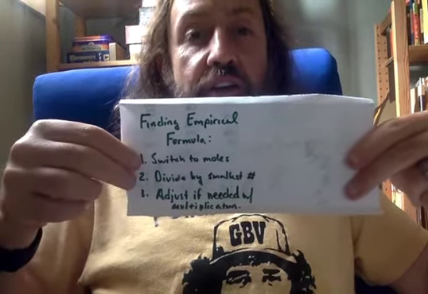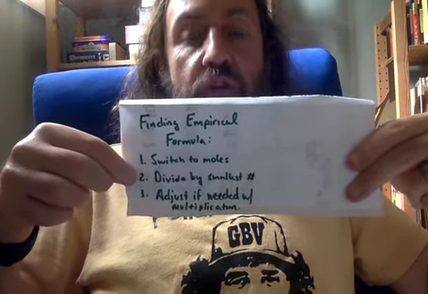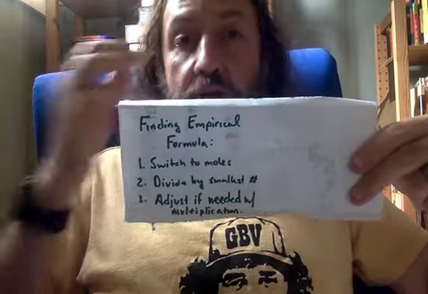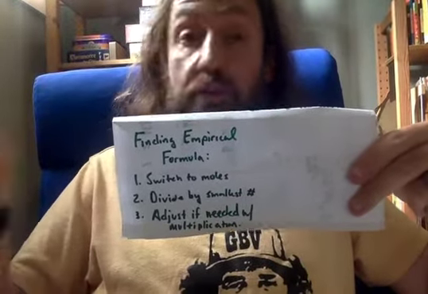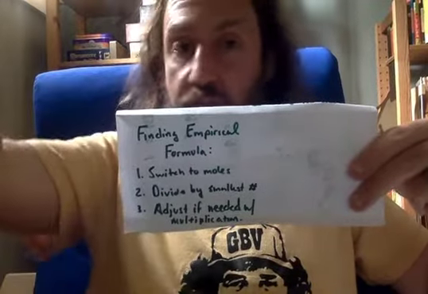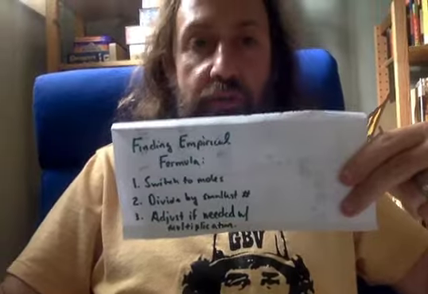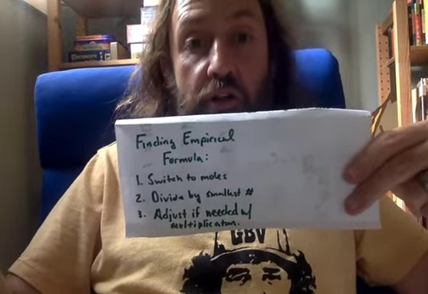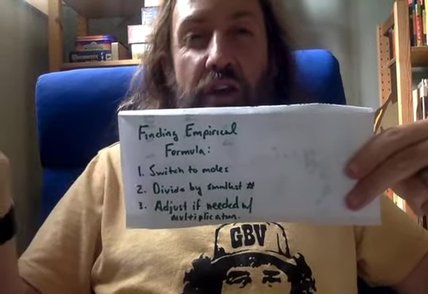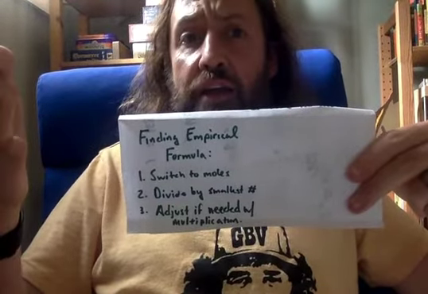So finding the empirical formula: one, solve for moles. Two, divide by the smallest number. The smallest number of moles that you get, there's always going to be one number that's the smallest. If they're all three the same, then just divide by that, because even if they're all the same, they are the smallest, okay? And then adjust with multiplication.